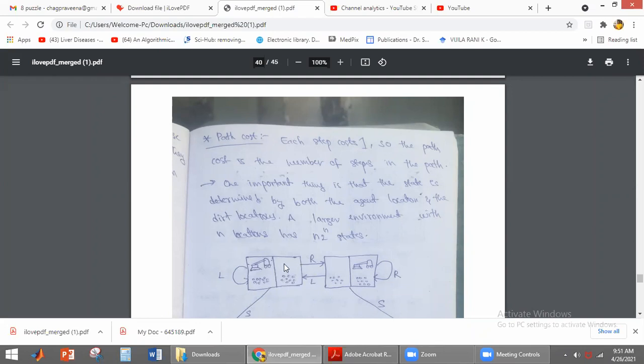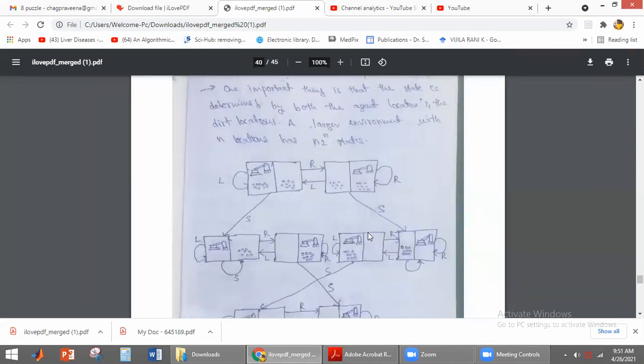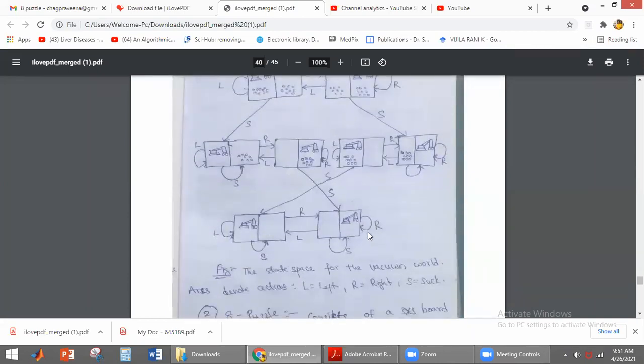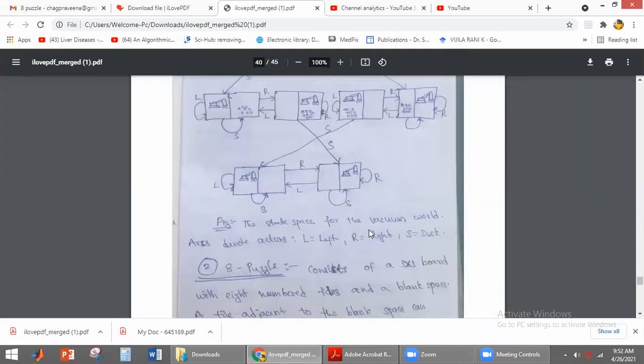Okay. Now here we have taken only two locations, A and B. Now in a large environment, for example, there are n locations. In that case, how many states do we have? n into 2 power n states. Okay, the total number of states will be n into 2 power n. So this is the example of the vacuum cleaning problem.